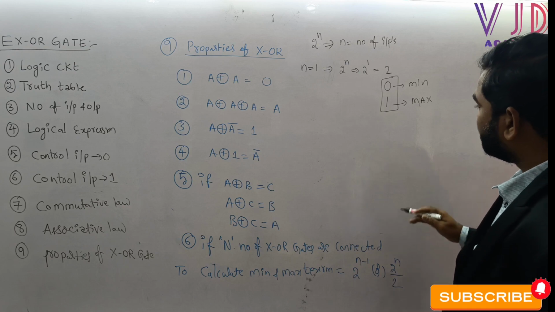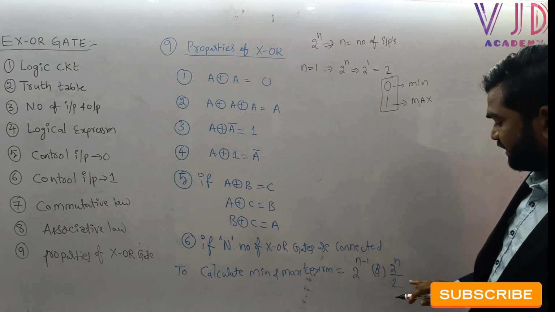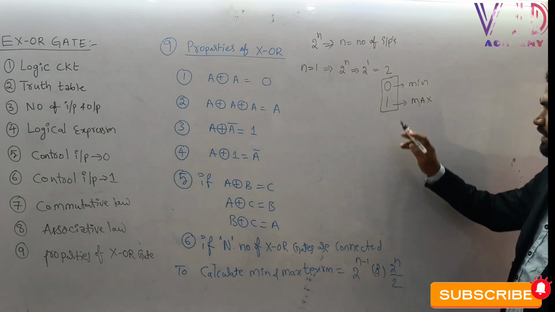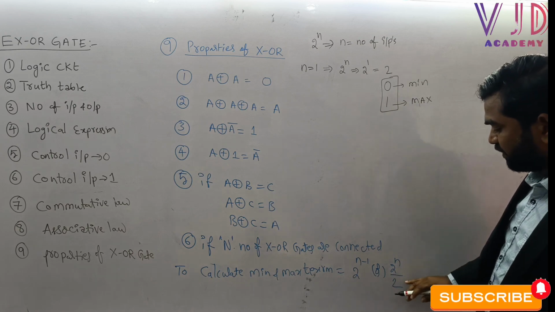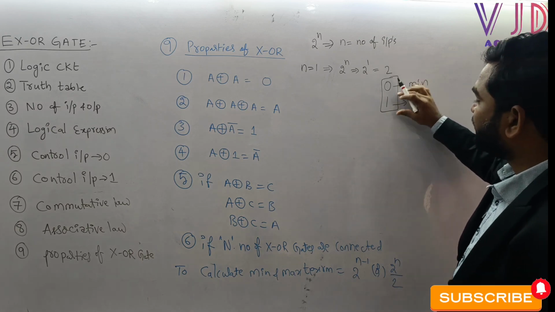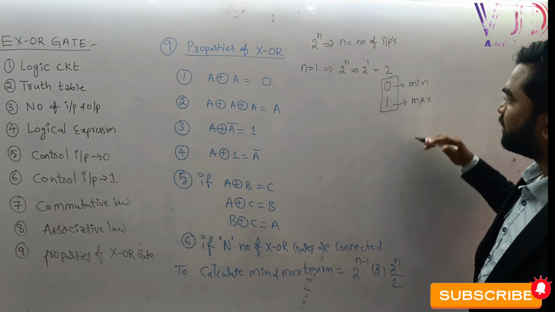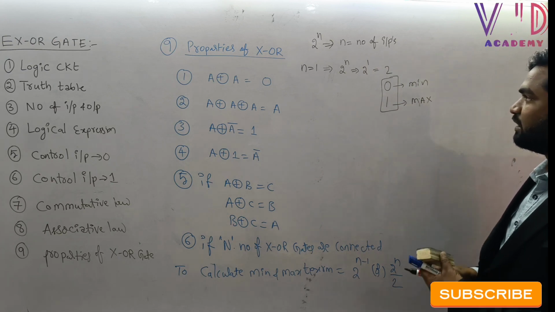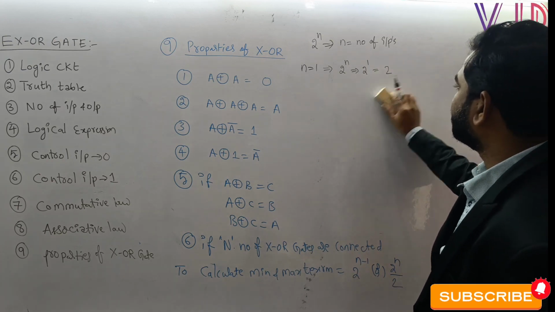That is the thing I want to tell here. In 2 power n by 2, it is divided, so out of the available input combinations, 50% are min terms and 50% are max terms. Let us try to explain more.